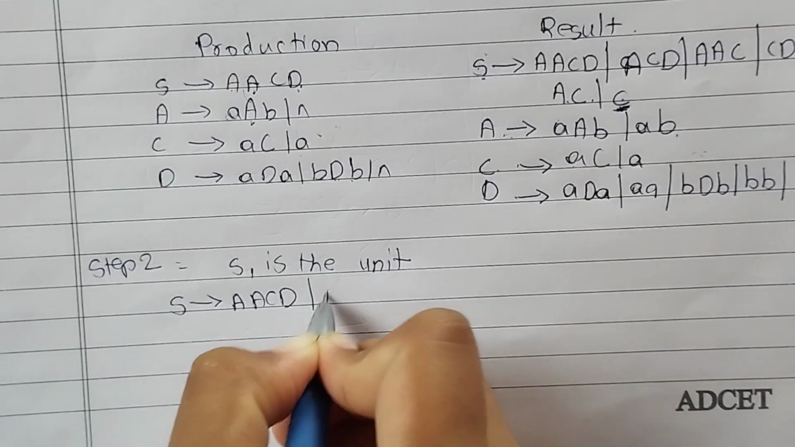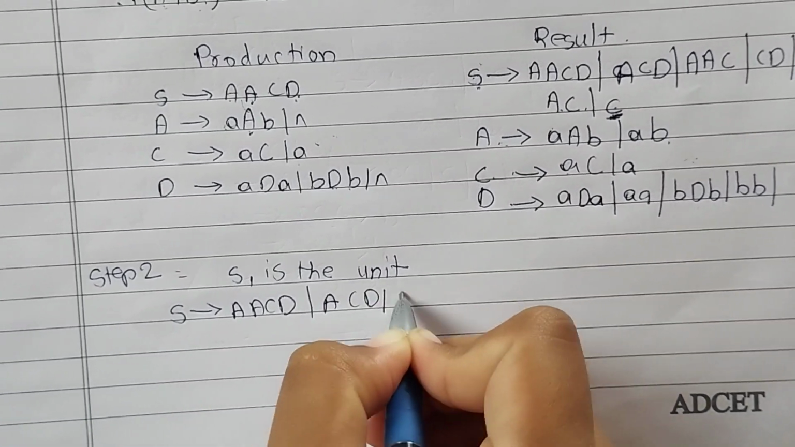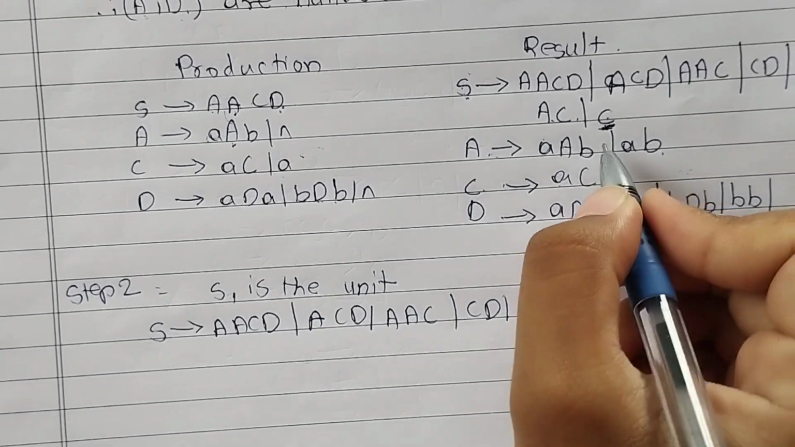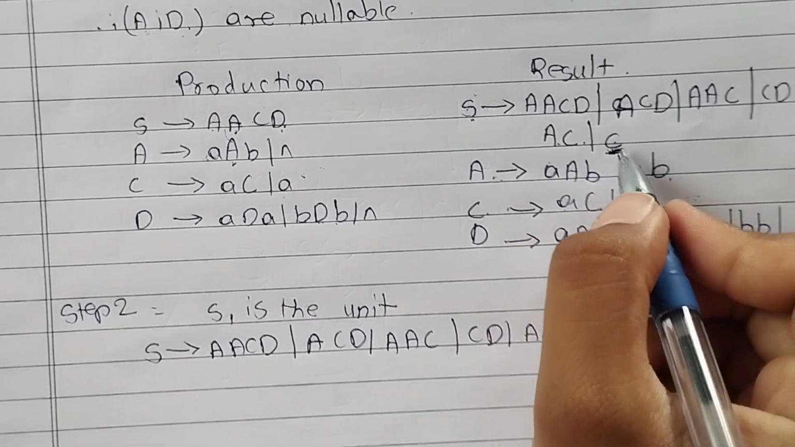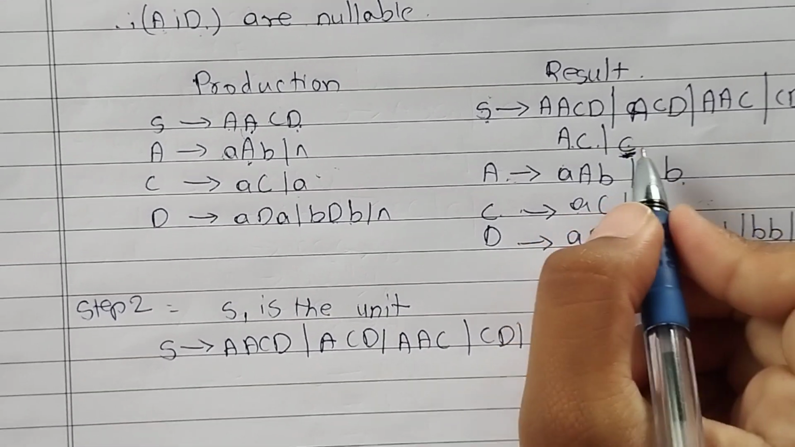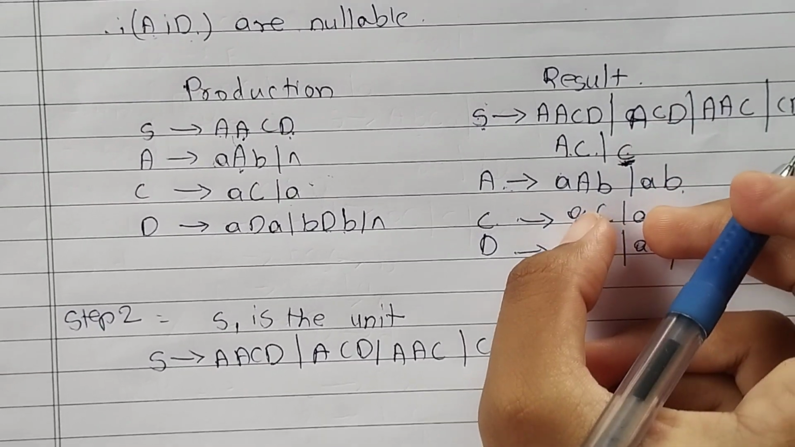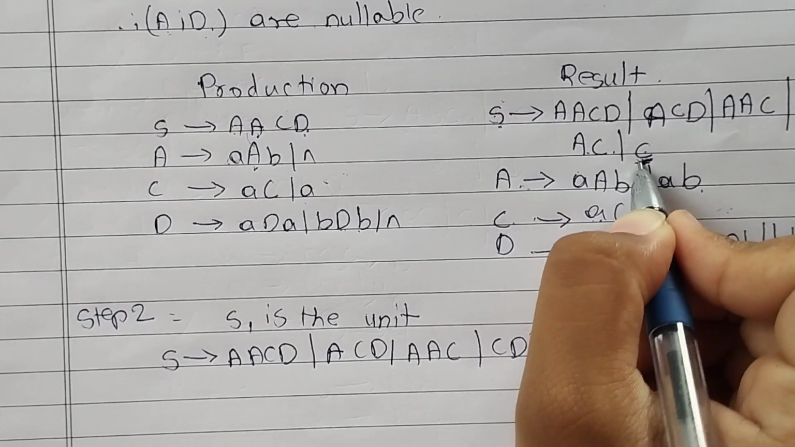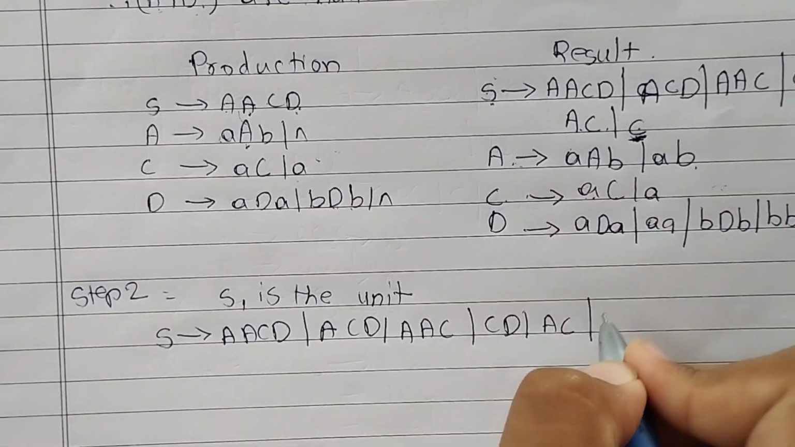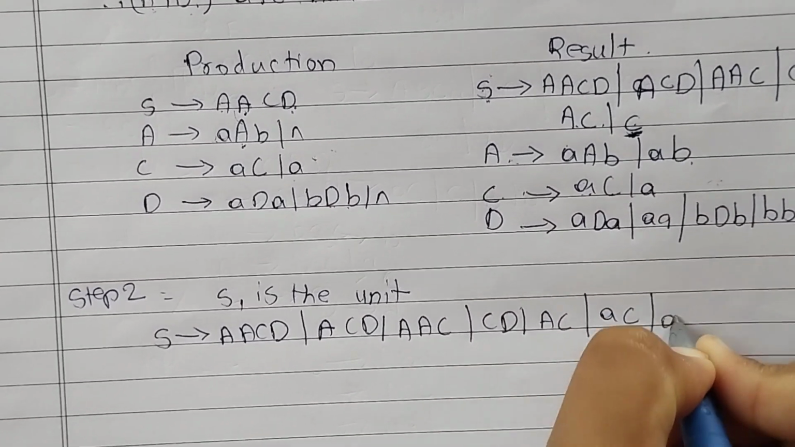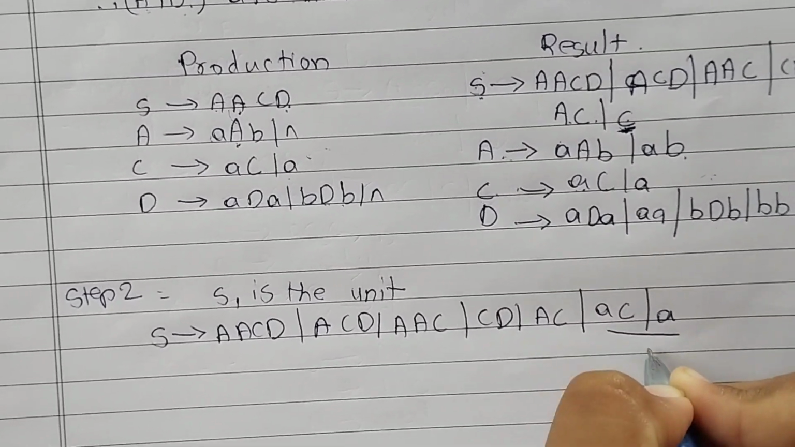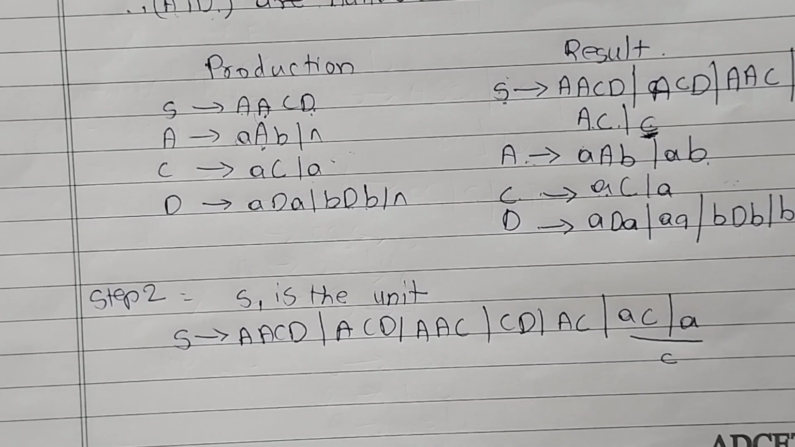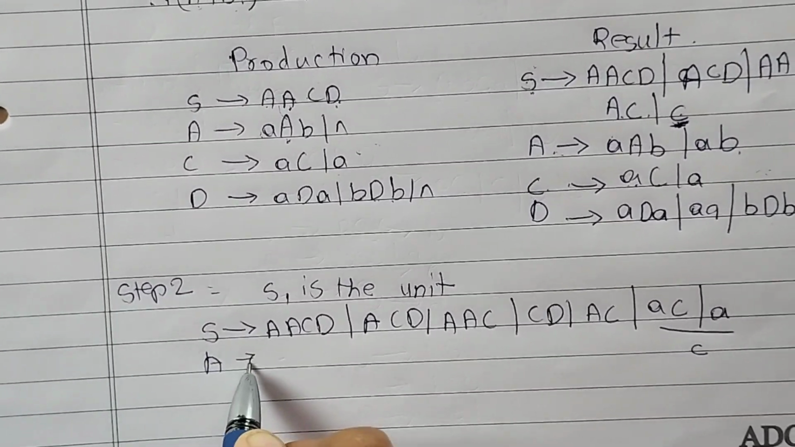AACD, ACD, AAC, CD, AC, and now this single C we do not write because we want to eliminate this single C. So for that we write the production of this C, which is AC and A. So for this variable C we write AC and A. This is nothing but our single C. I hope you all get the idea about this. Now remaining all write as it is.